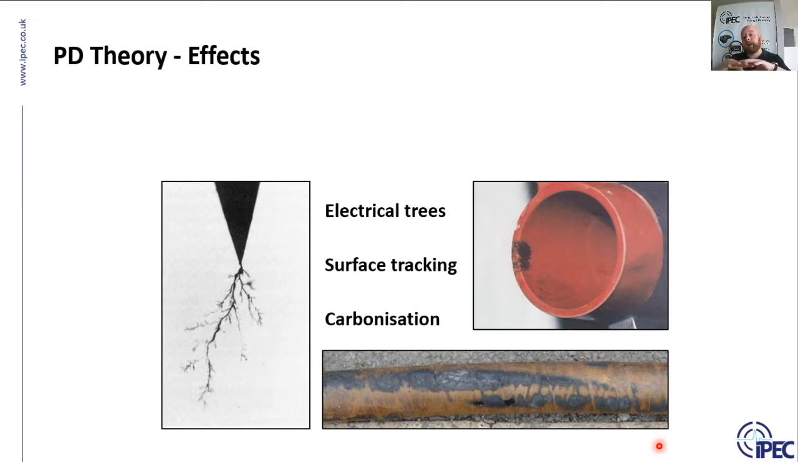Surface tracking: if it's on the outside of insulation, you get surface tracking, and generally what you'll see is this sort of carbonization on the outside of your equipment, which is evidence. You also see sort of white pitting as well, so evidence of that sort of surface tracking occurring, of PD occurring on the outer surface of equipment.